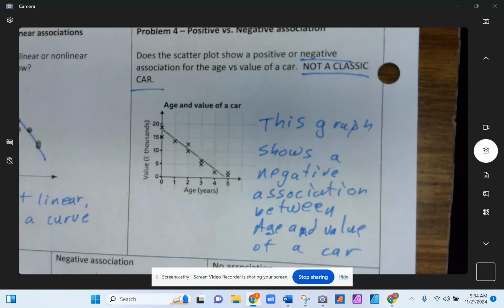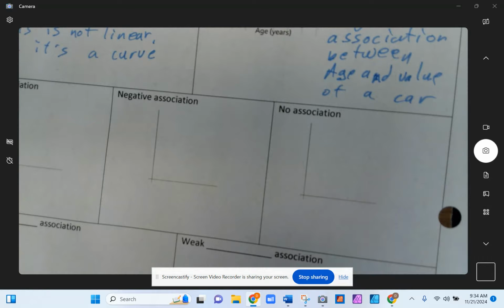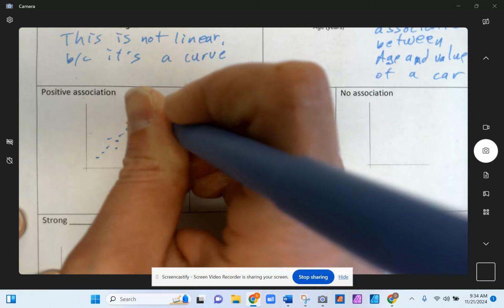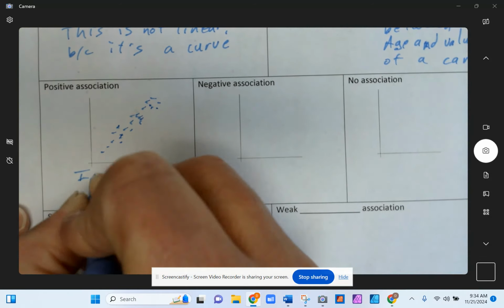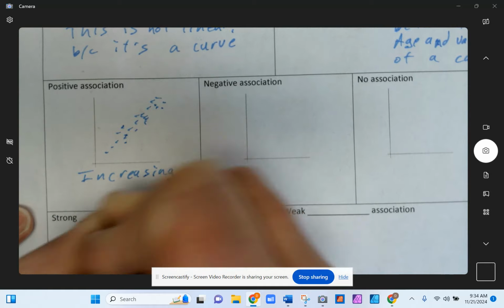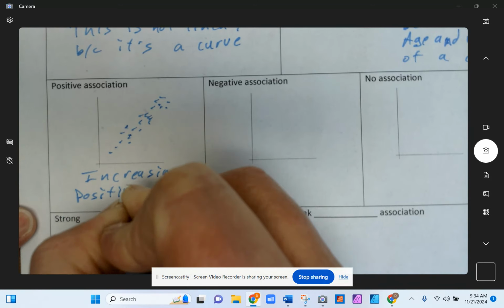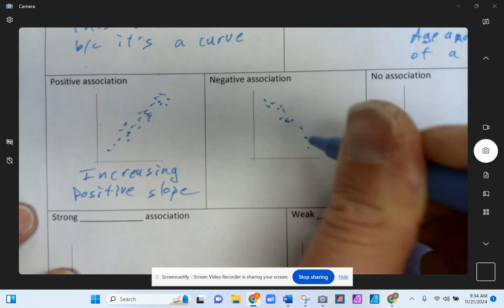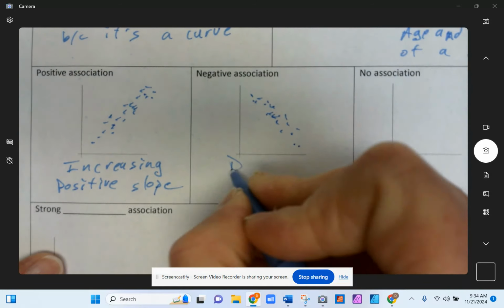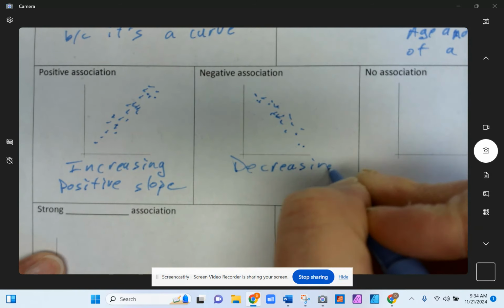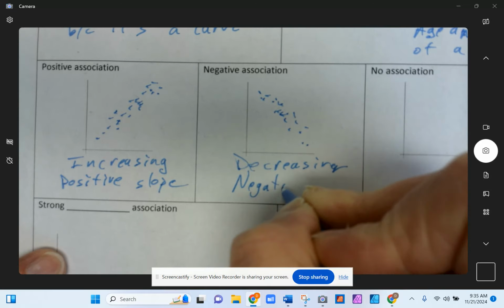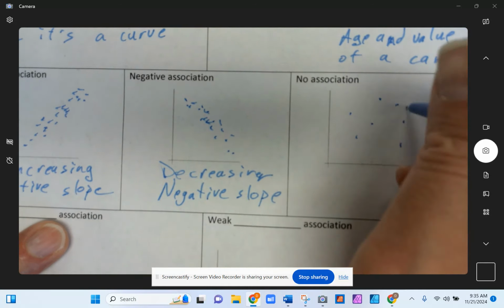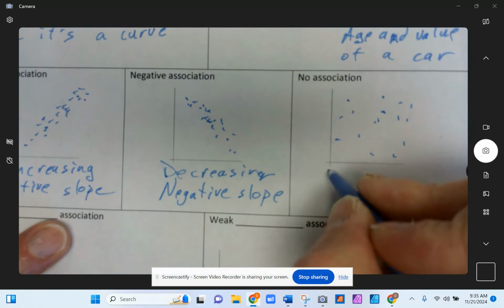Okay, and then we're going to have some visual definitions of what we've been talking about here. Positive association is going to be something like this. So we can say this is increasing, a positive slope. Okay, negative association is going to be generally going down, so decreasing with a negative slope. Okay, and then no association is when your points are kind of scattered all over the place, right? So we'll say points are scattered all over.